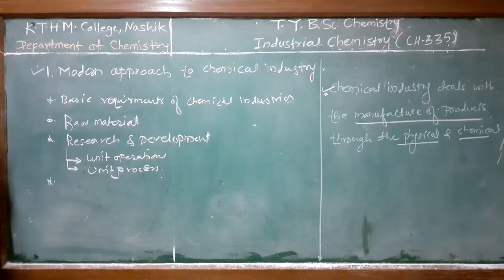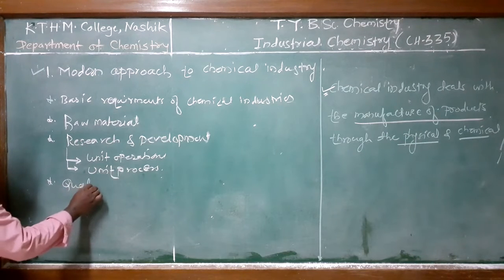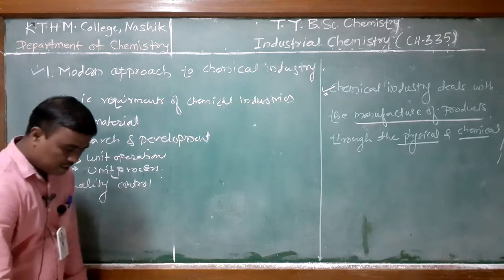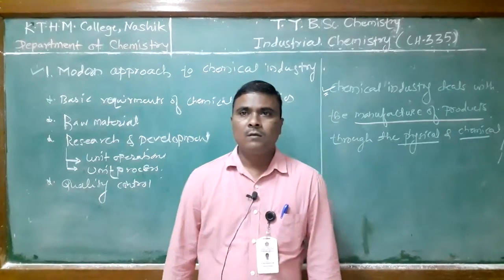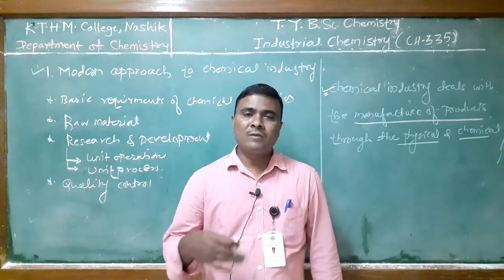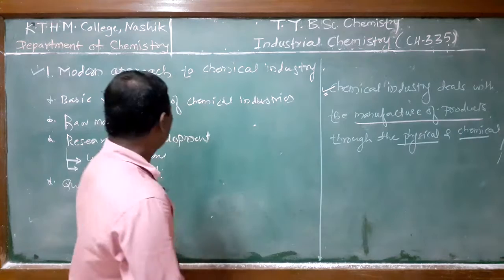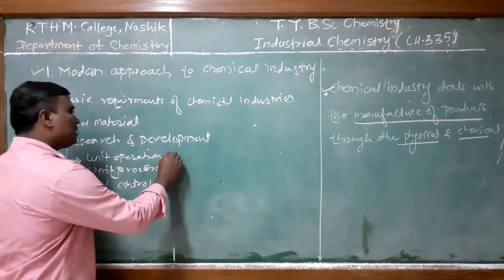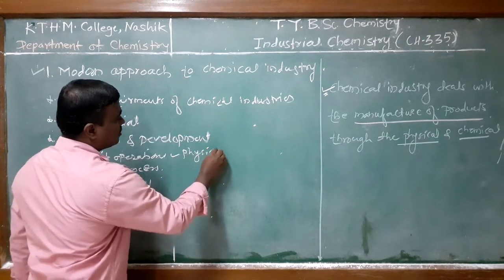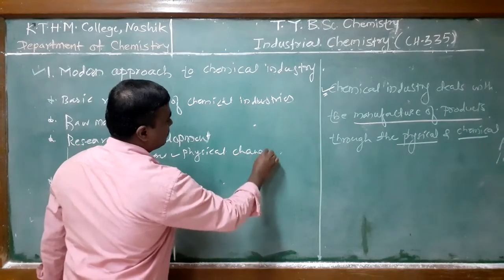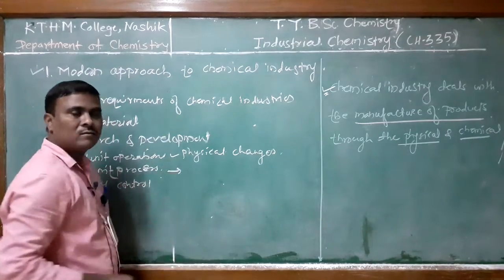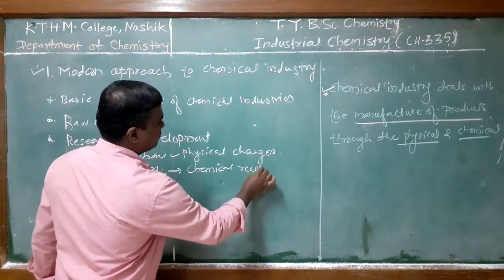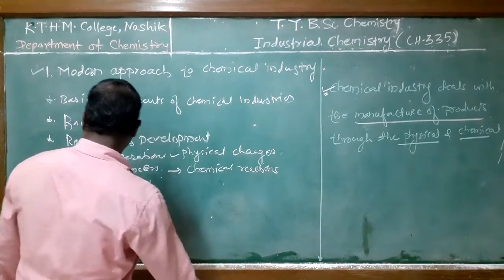Then the third point which we are going to discuss is quality control. If you see the terms, each term reflects some meaning, like raw material, research and development, unit operation, unit process. Unit operation is nothing but it deals with, note this point also, physical changes, and unit process deals with the chemical reactions. You keep this in your mind, this will be very useful for you.